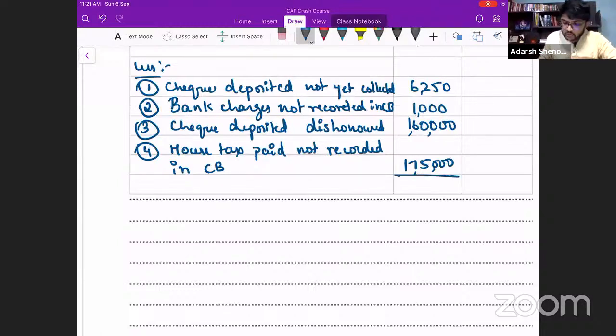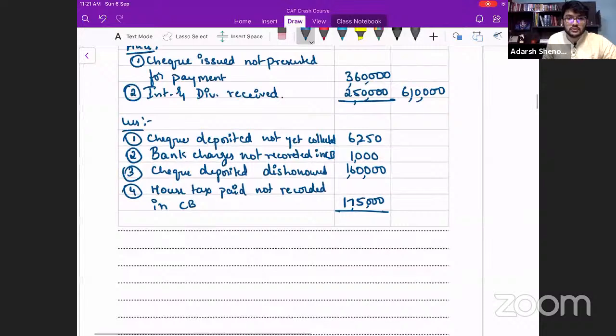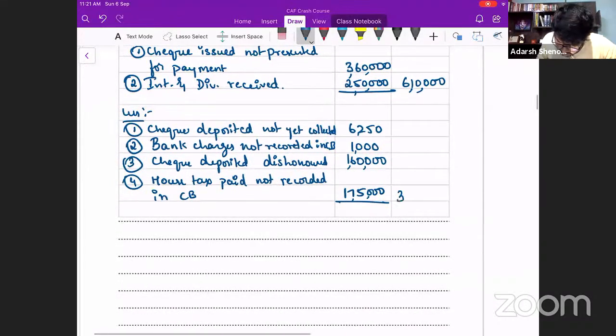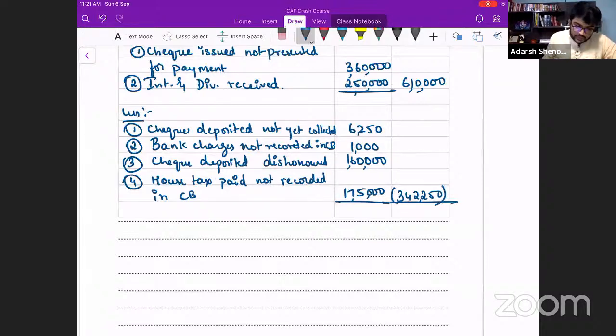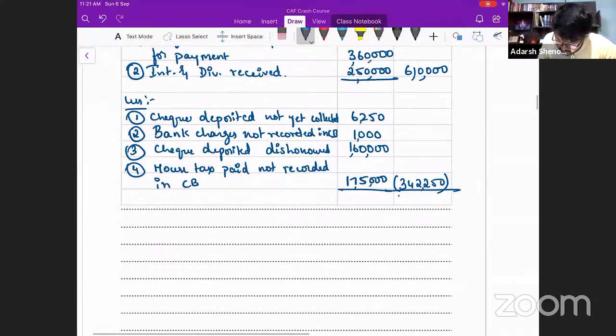Okay, can you tell me what is the total of additions? Is it 6,10,000? What is the total of minus? 3,42,250. Shall we put this in brackets because it is minus? Now, what is the end balance you get? 21,27,750. Is that correct?